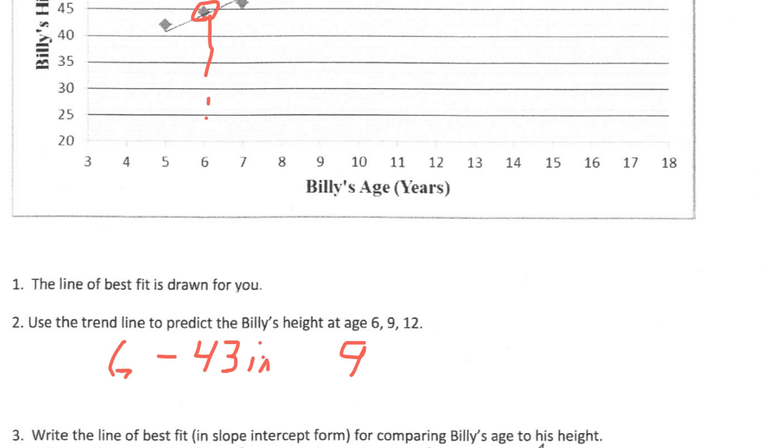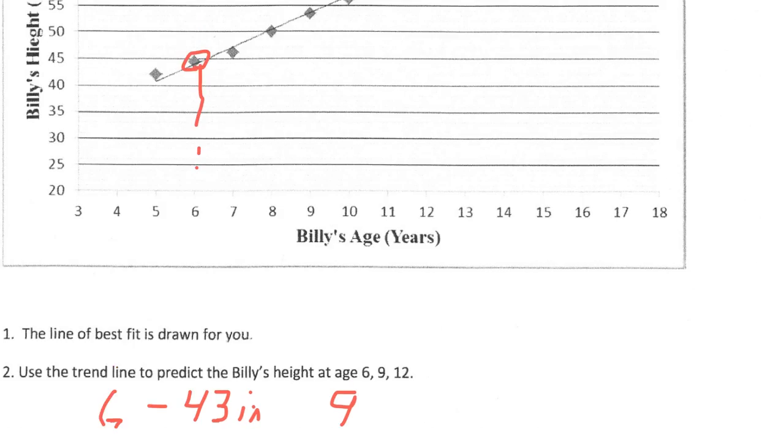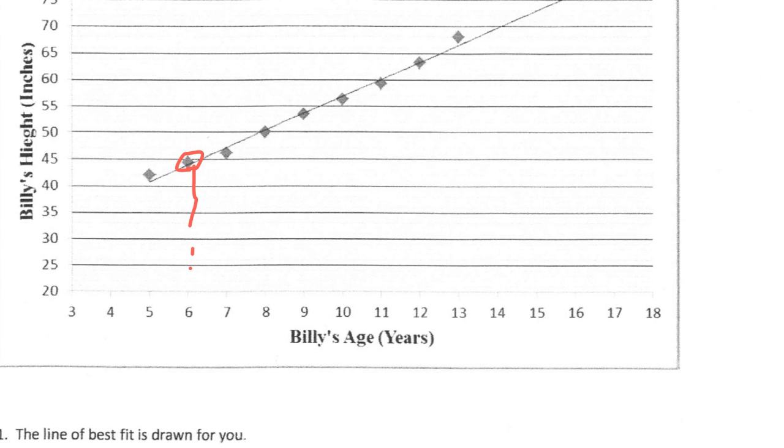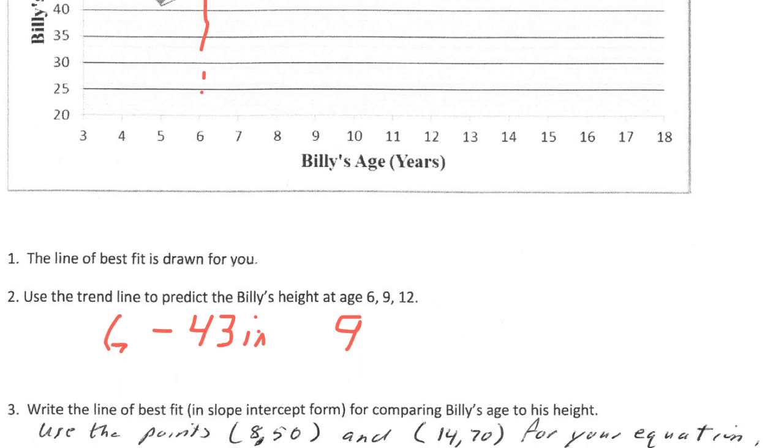At 9, back to our graph. Looking up at 9, we're up here. I have him at 9 somewhere around 52, 53 inches, somewhere in there. Anywhere close to that would be fine. So at 9, 53 inches.